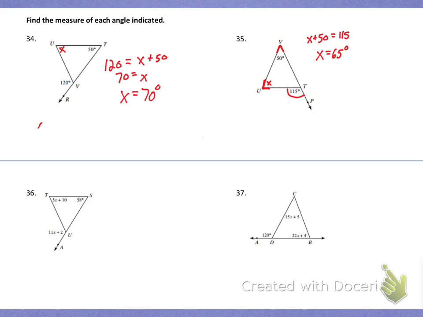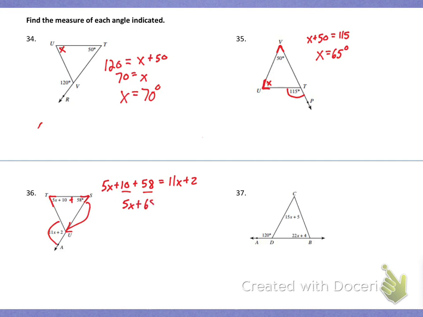36. Same idea. Now I have an x in here though, but it's still fine because this is the farthest corner. This is the farthest corner away from this angle right here. So if I add these two, I set them equal to the 11x plus 2. So it's going to be 5x plus 10, and then plus 58 is going to be equal to 11x plus 2. So I'm just going to combine my like terms.